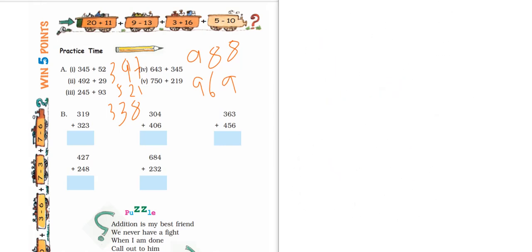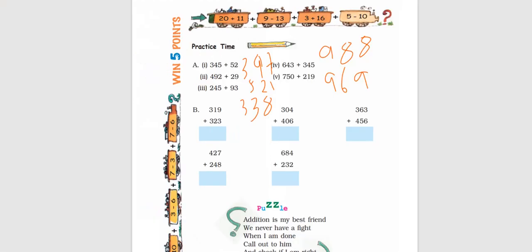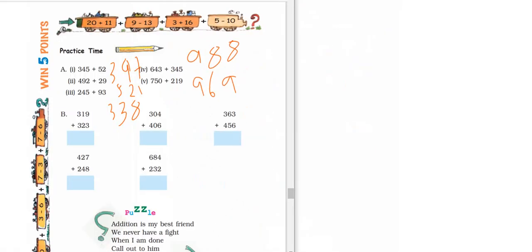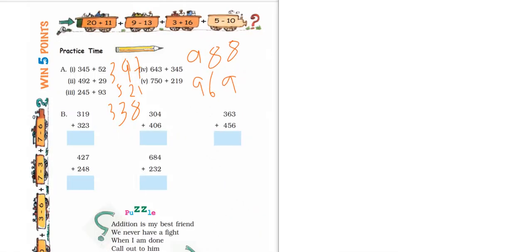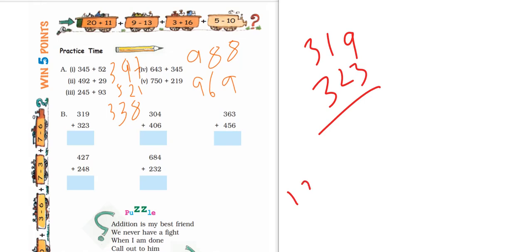The next one, I think we can do it right here. Or no, let's use the whiteboard. 319 and 323. Quickly, 9 and 3 ones is 12 ones, which is 10 and 2 ones. Put the 2 ones in the ones column and take the 10 as a carry forward to the tens column for a total of 4 tens and 600.